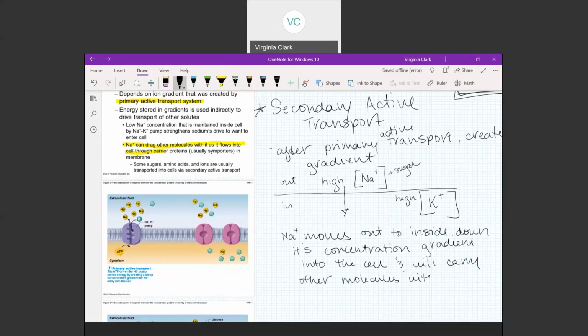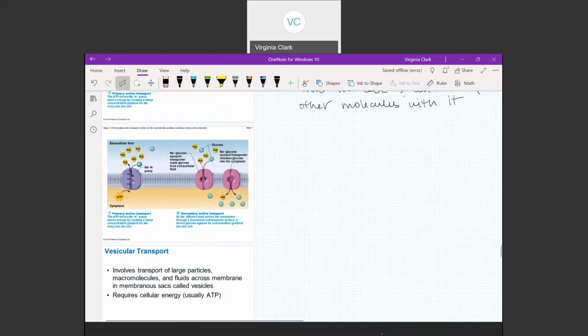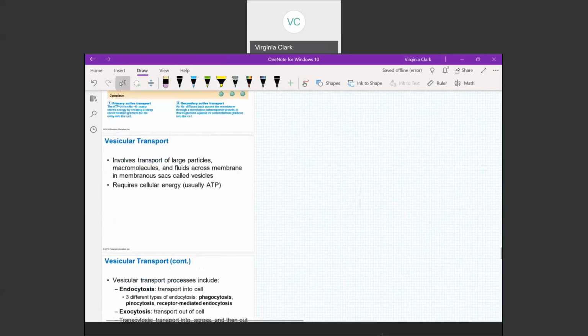So it's a very interesting premise. Okay, so then when you look at this extracellular fluid, here's primary active transport right here. You've got your ATP, you've pumped sodium out, you're pumping potassium in, but with secondary active transport, when that sodium needs to come back inside the cell, it is going to carry glucose with it. So that's an example.